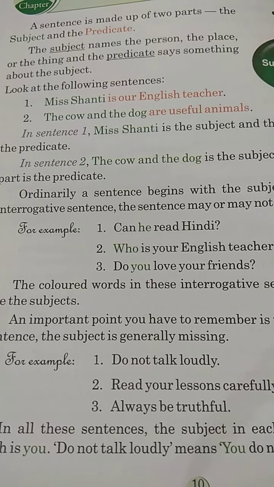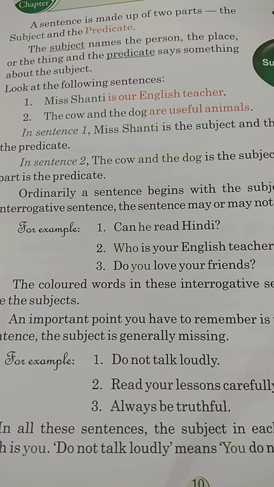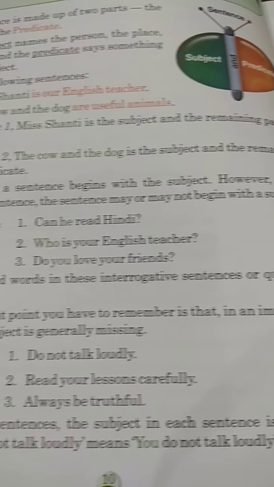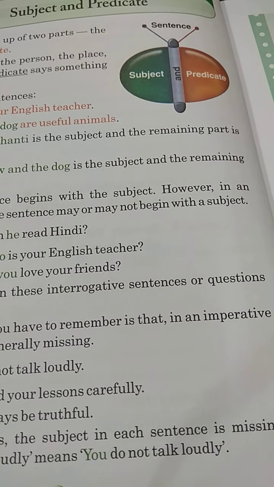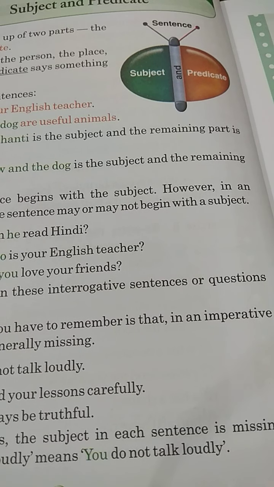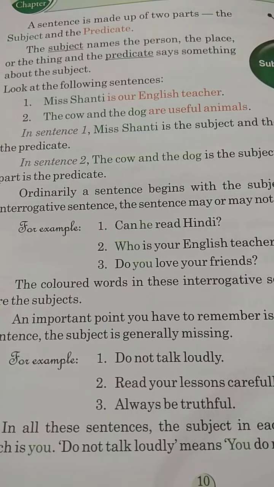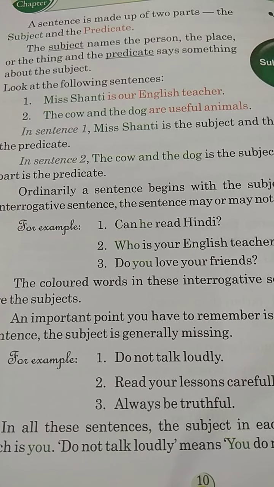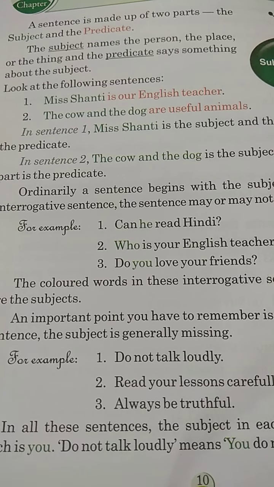In this chapter, we are talking about two topics. One is subject, another is predicate. A sentence is made up of two parts, the subject and the predicate. The subject names the person, the place or the thing, and the predicate says something about the subject.